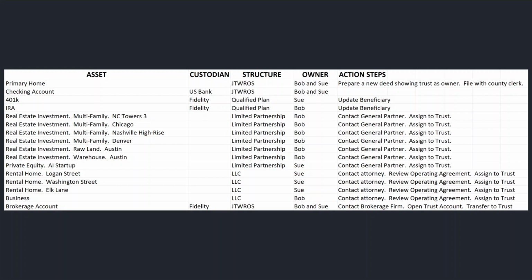So the first thing that you want to do when you're embarking on your trust funding journey is just to make a list of all the assets that you own. Now, if you've recently completed your estate plan with your attorney, you probably have this list. But if some time has passed since you completed your estate plan, it's always a good idea to refresh the list of the assets that you hold.